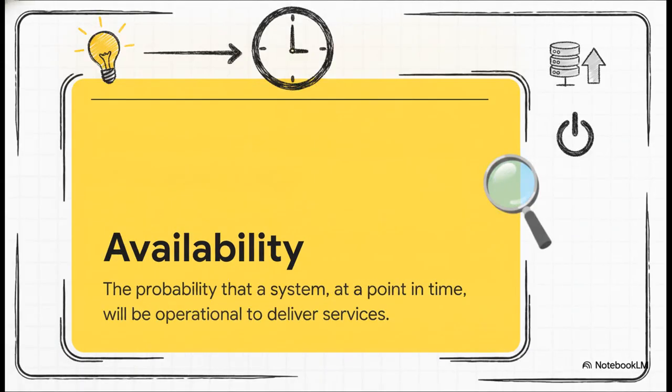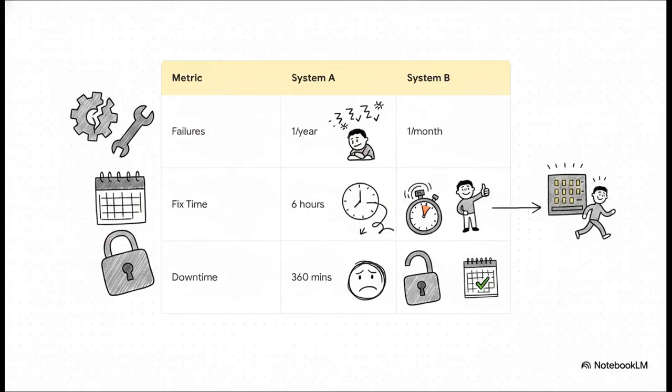Now, let's contrast that with availability. Availability is the probability that a system, at a point in time, will be operational and able to deliver services. Notice the difference? Availability doesn't care about a span of time. It simply asks, if I try to use this system right now, at this exact millisecond, is it up and running? Let's make this totally concrete with a practical, mathematical example.